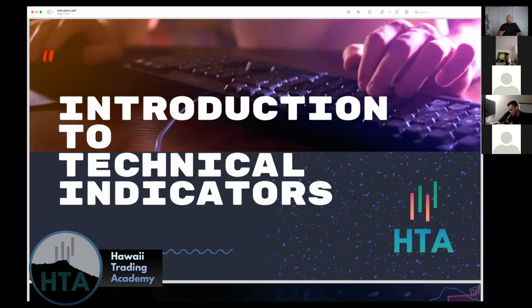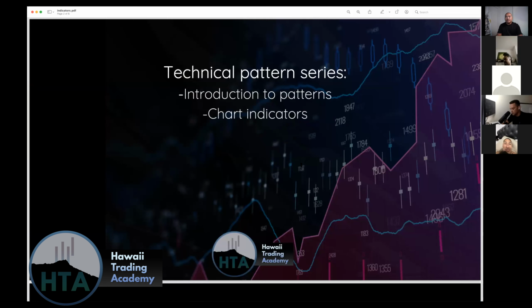Okay, cool. Introduction to technical indicators. We're covering this new series. Last week we started talking about patterns in the market, identifying two different types. We went over ascending and descending channels, how to identify them, and potentially trade off of them. Now we're going to move on to tonight's topic, chart indicators.